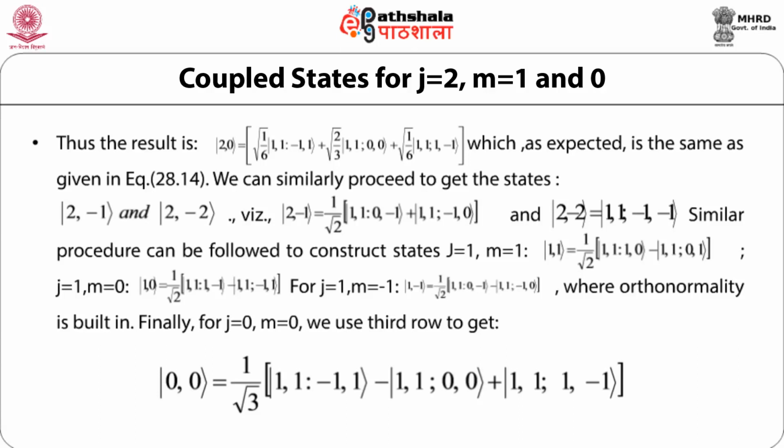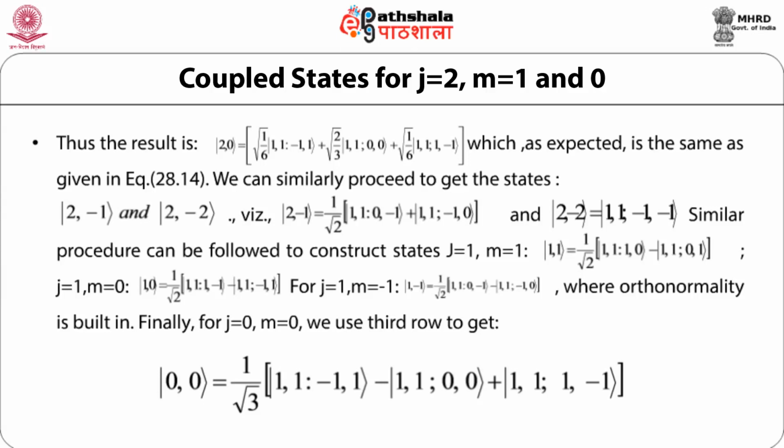We can similarly proceed to get the coupled states |2,−1⟩ and |2,−2⟩, and these are given by the representation. The coupled state |2,−1⟩ is equal to 1 by √2 times (state |1,1⟩ and |0,−1⟩ plus state |1,1⟩ and |−1,0⟩), and the state |2,−2⟩ is given by the states |1,1⟩ and |−1,−1⟩.